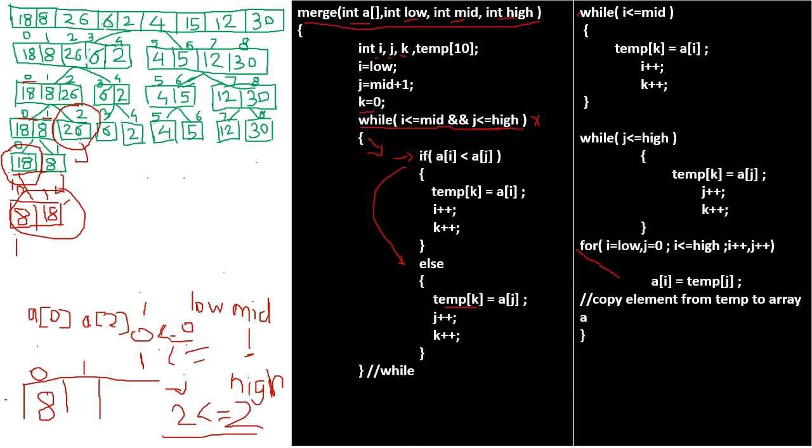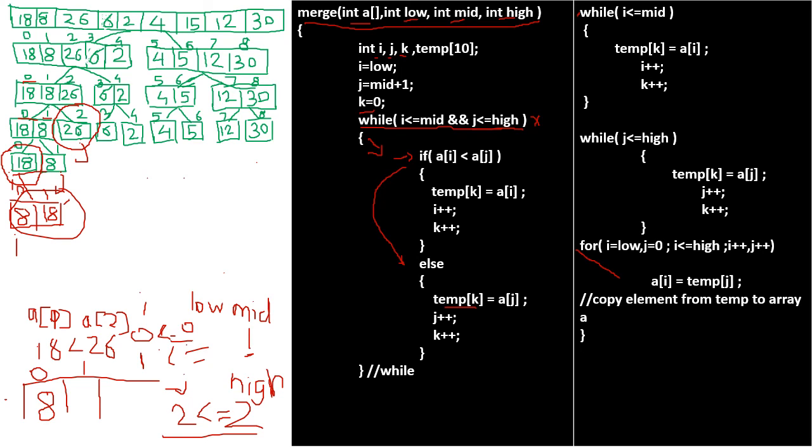Then check this condition, a of i, that is a of 1. A of 1 is 18. Is 18 less than a of j? Is 18 less than 26? Yes, 18 is less than 26.